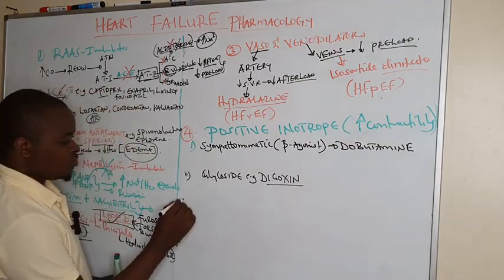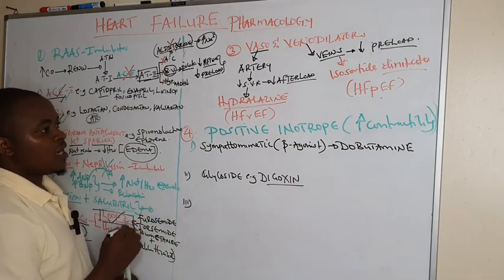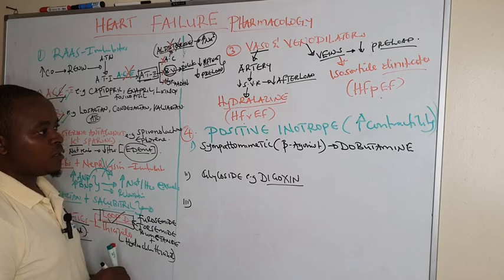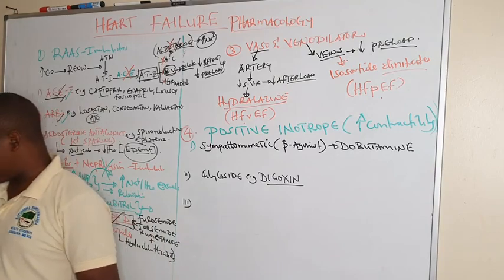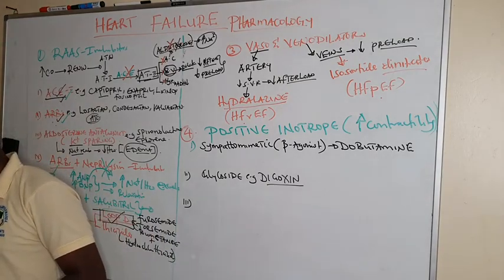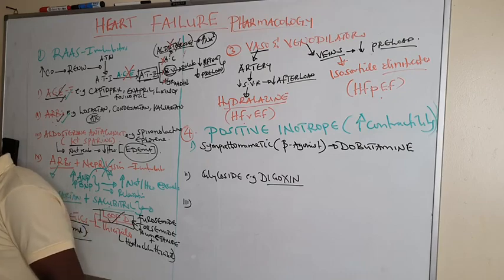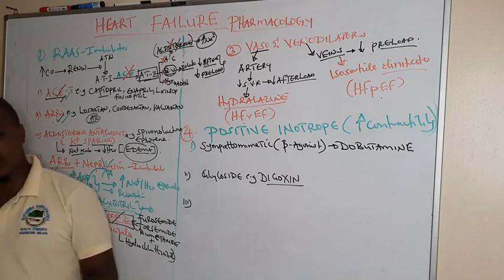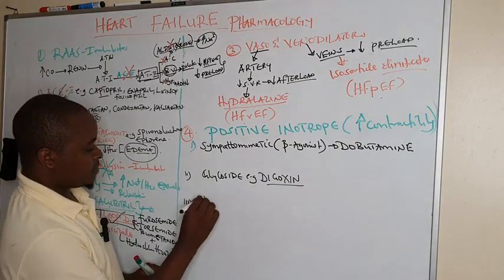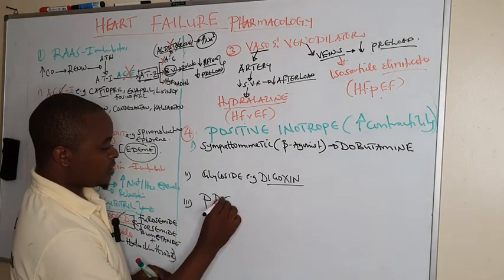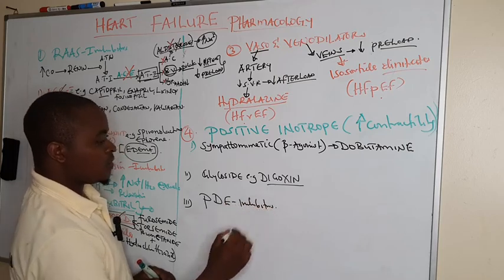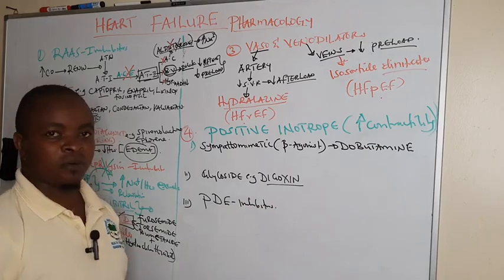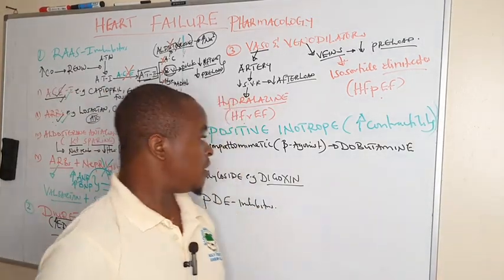Then another inotrope we are going to talk about under positive inotropes, there are three categories. Another category we're going to look at is phosphodiesterase inhibitors. So these are the categories under positive inotropes.